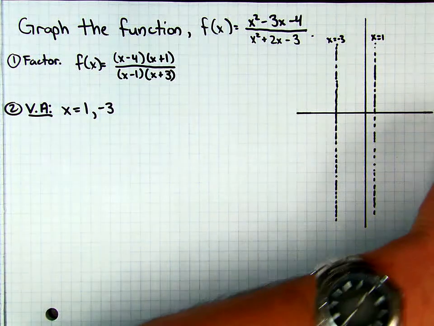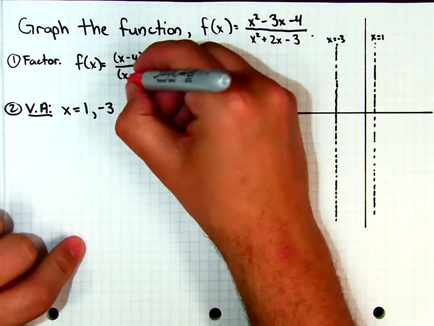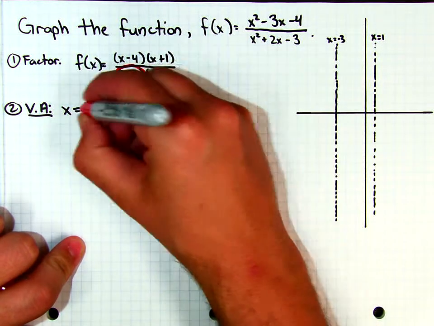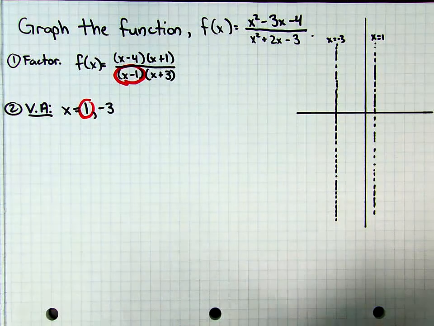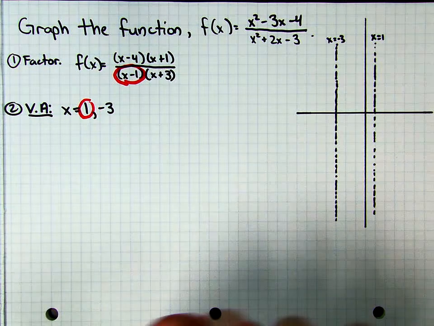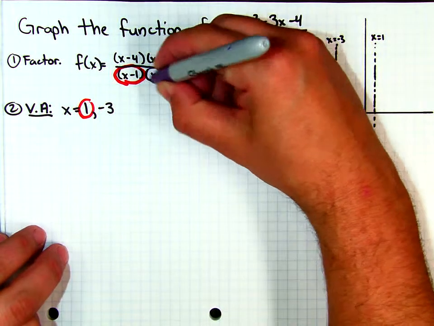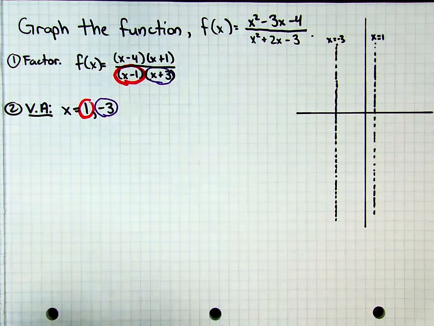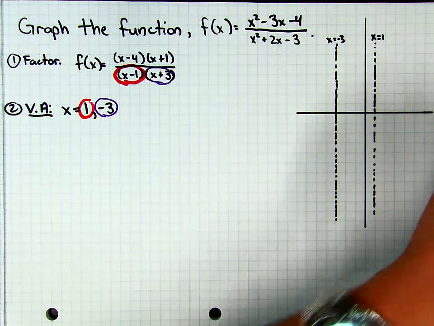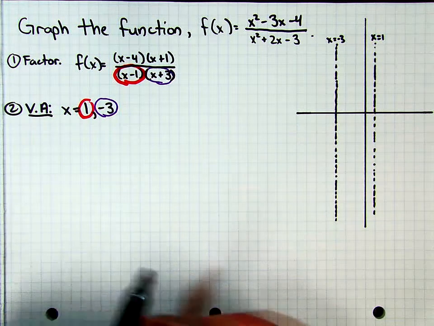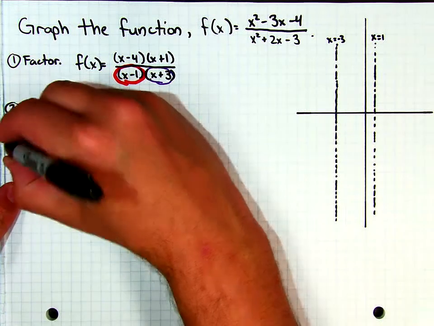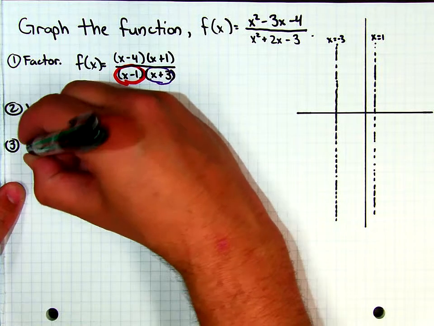Vertical asymptotes come from the denominator. Restrictions on the denominator will give you vertical asymptotes. Okay, next I'm going to look at my horizontal asymptote. So that's step 3.